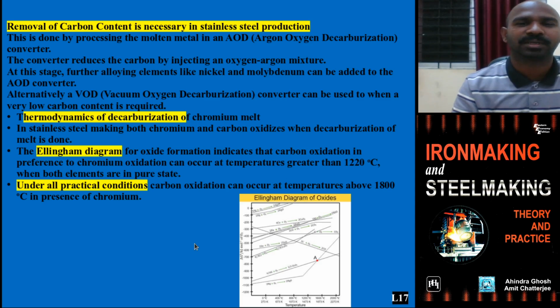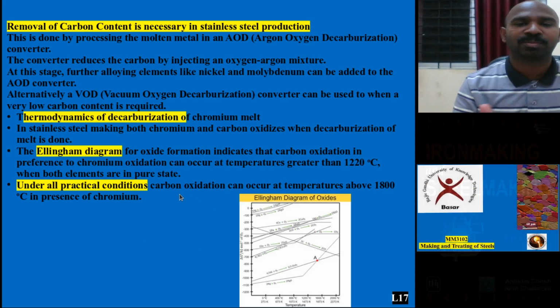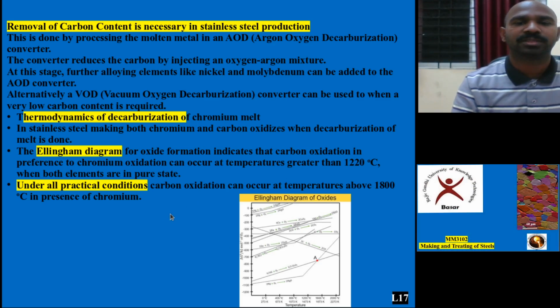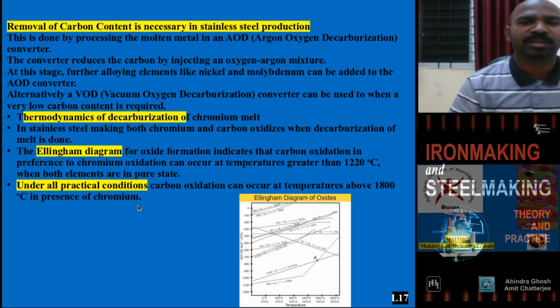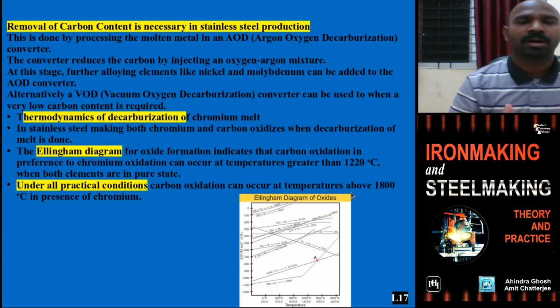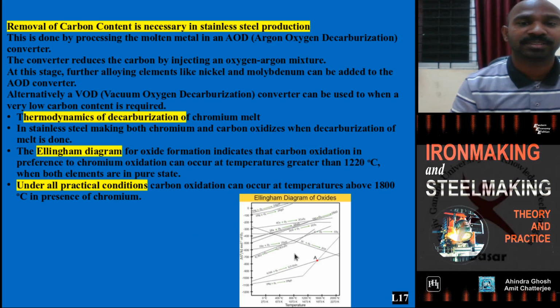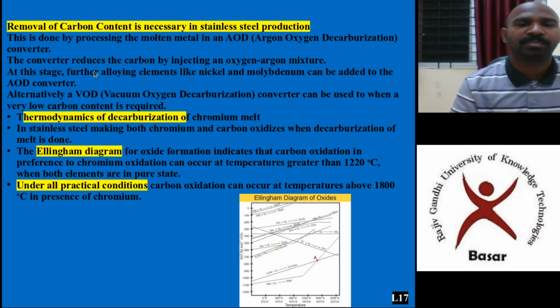But under normal conditions, when chromium is present and carbon is getting oxidized, chromium could be with other impurities or in oxide form. It requires very high temperature, above 1800 degrees Celsius. But the Ellingham diagram proves that for the stainless steel production process, this particular temperature is good enough.